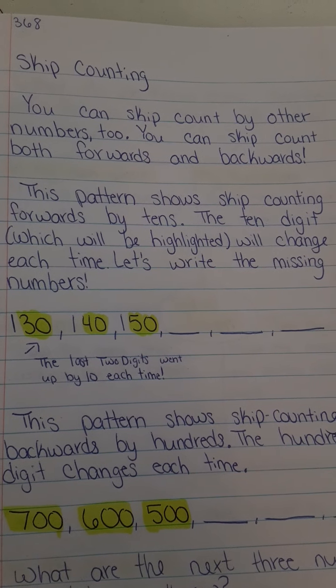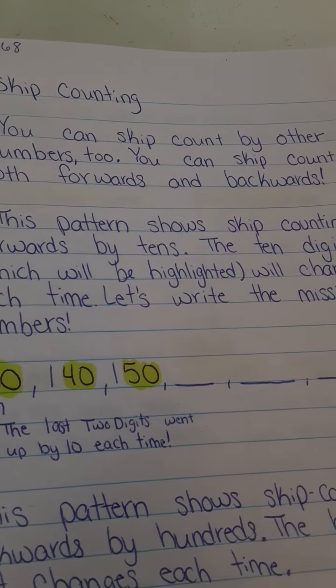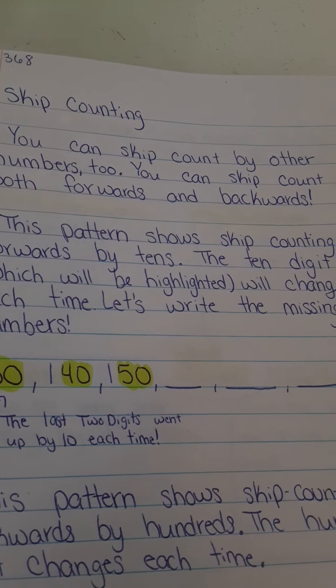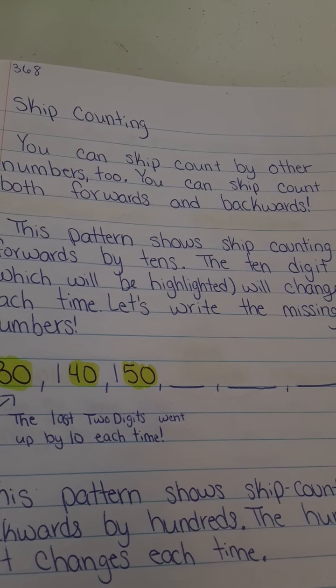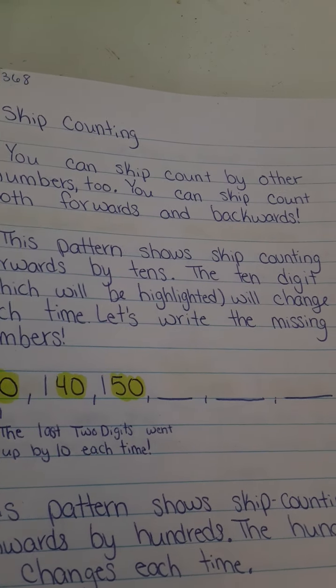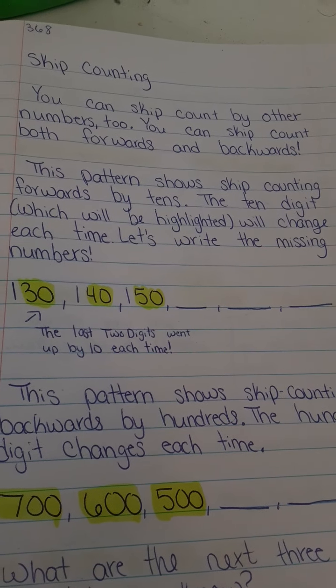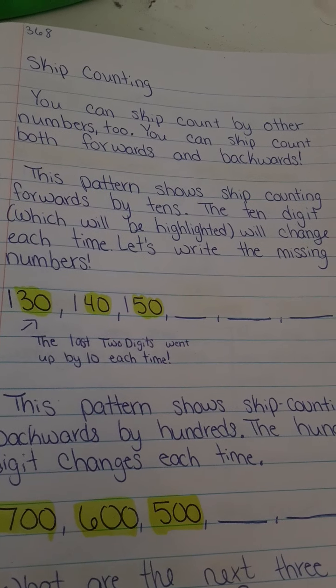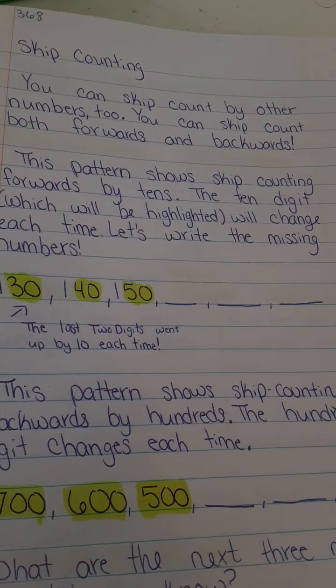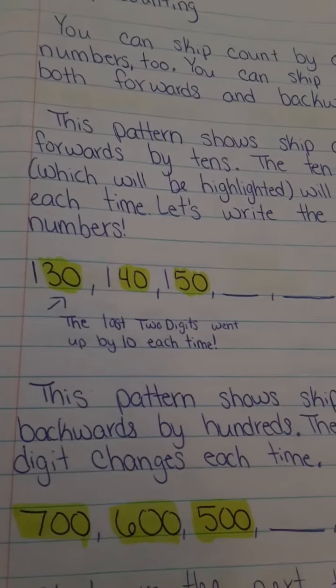All right, let's keep talking about skip counting. You can skip count by other numbers too. You can skip count both forwards and backwards. This pattern shows skip counting forwards by tens. The 10 digit, which will be highlighted, will change each time. Let's write the missing numbers.